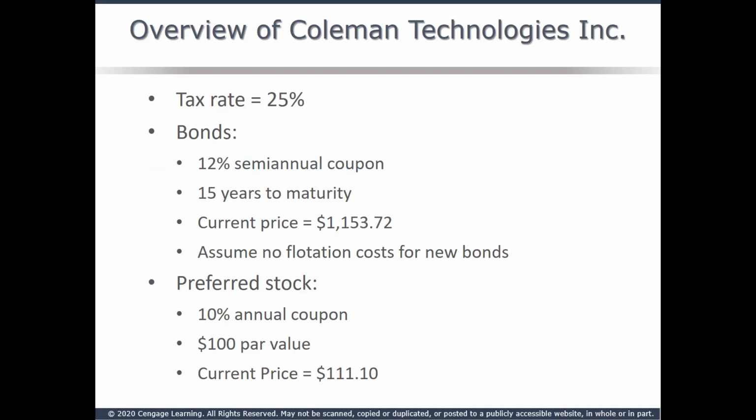Let's work through an example to see how this works. Coleman Technologies has a 25% tax rate. They have bonds outstanding with a 12% coupon paid semi-annually and 15 years to maturity. The bonds currently sell for $1153.72. Ignore any flotation costs for new bonds. Coleman has preferred stock with a 10% annual coupon currently selling for $111.10. Note that the $100 par value of the preferred stock is irrelevant in our calculation.